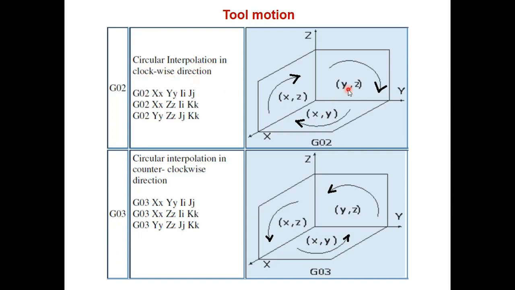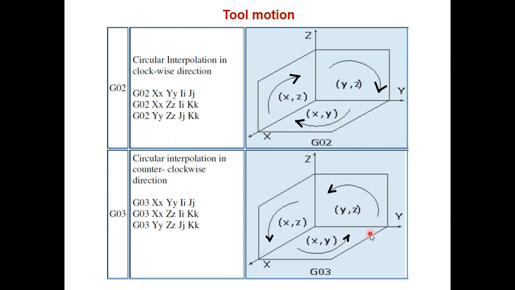So when you see here, let's say I'm seeing from X in a plane of YZ. So you can see I'm doing it in clockwise. This is my starting point, and let's say this is my end point, and that is in clockwise. If I'm doing any machining operation like that, I have to use G02.